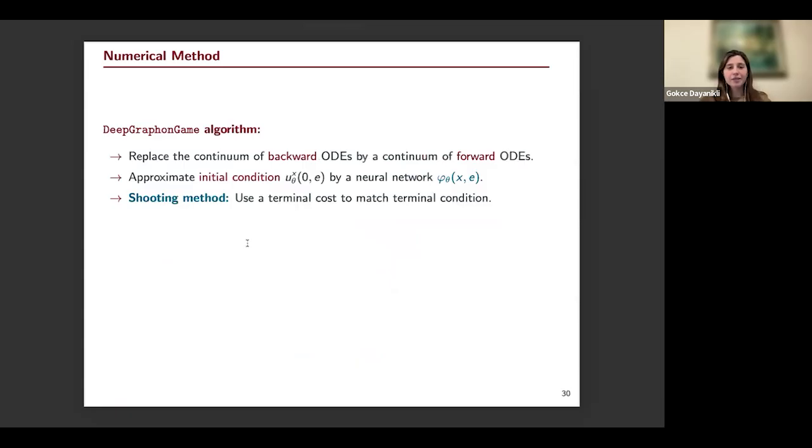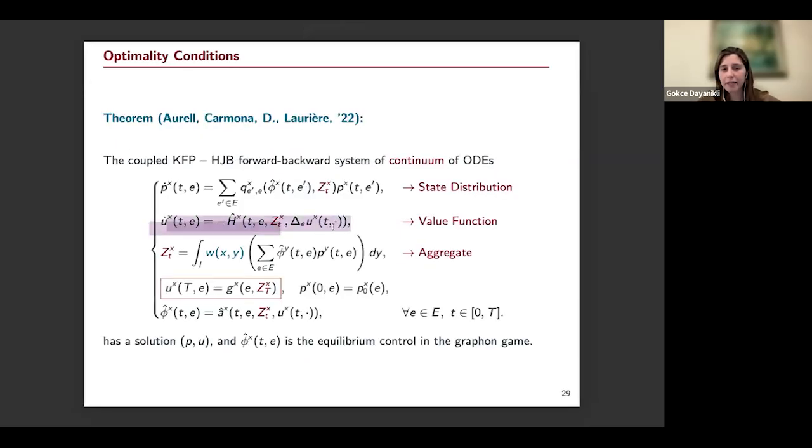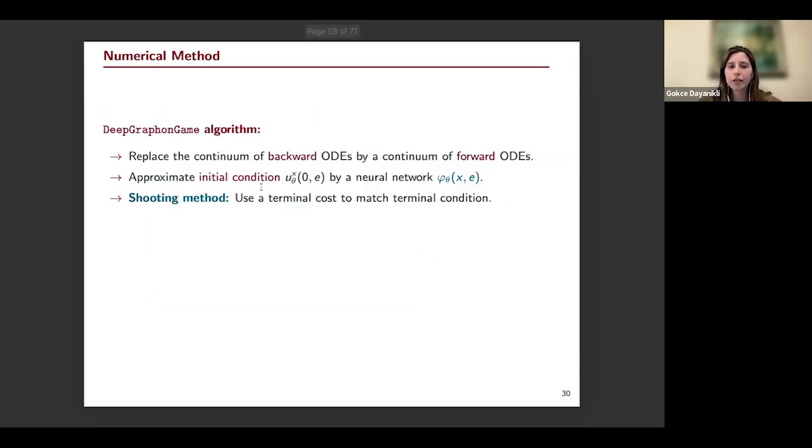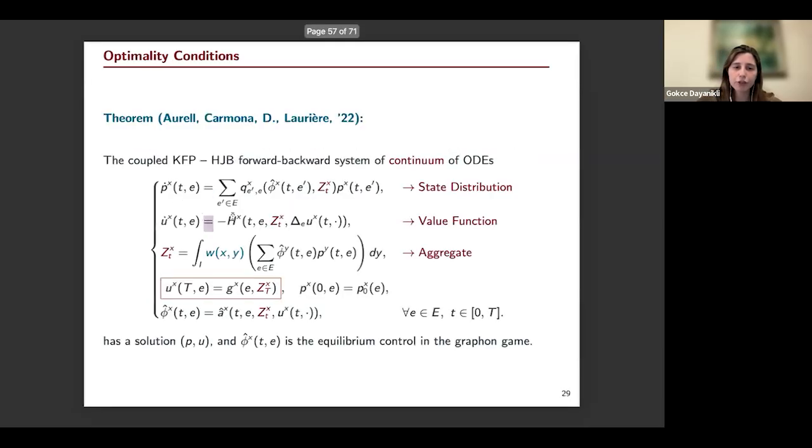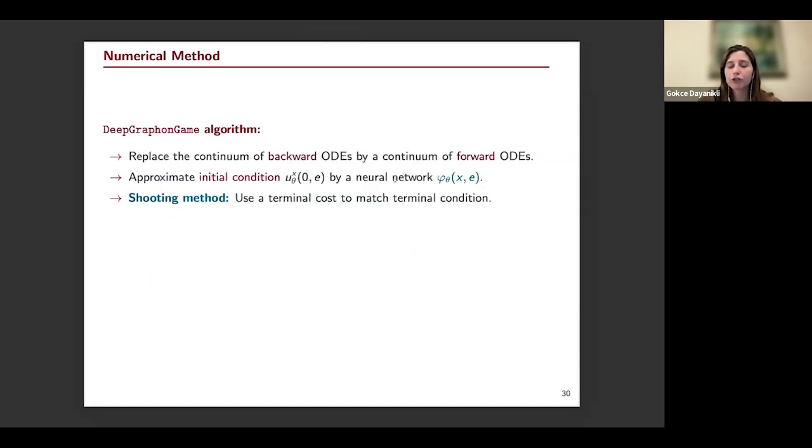So the final part is basically mentioning a little bit the numerical method. Here, I'm going to briefly just say that the same idea applies. We are going to replace this backward equation with the forward version. And we are going to choose the initial condition for this backward equation. We are going to implement a neural network to choose it. And then we are going to try to match the terminal condition.